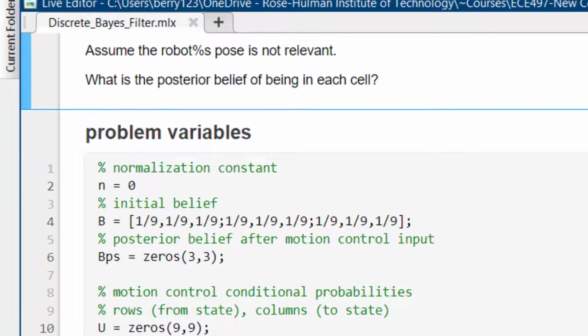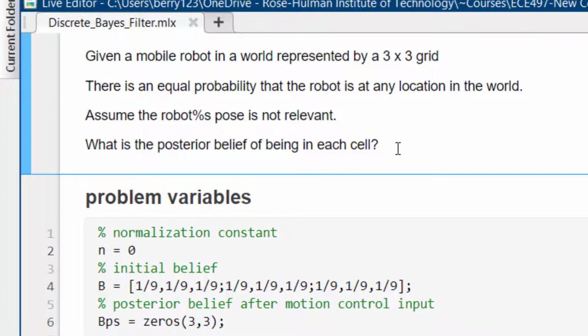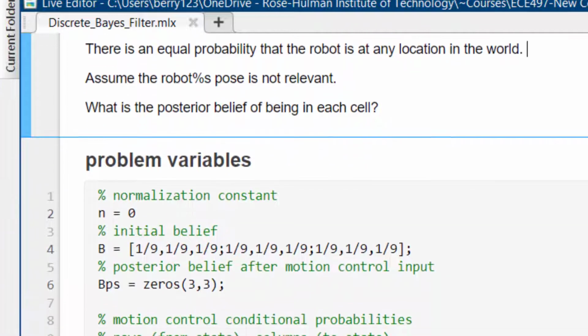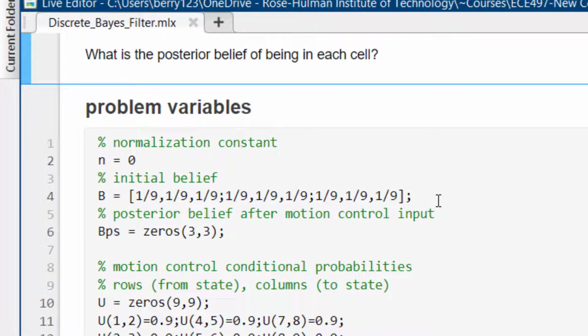Here we have our MATLAB script, where the first thing you see at the top is the problem statement. Given a mobile robot in a world represented by a 3x3 grid, there is an equal probability that the robot is at any location in the world. That's our prior belief. We're going to assume that the robot's pose is not relevant. What is the belief that the robot is in each cell if we are now given a motion control input? Here our normalization constant is initialized to 0. The belief is 1/9 for every cell in the grid.